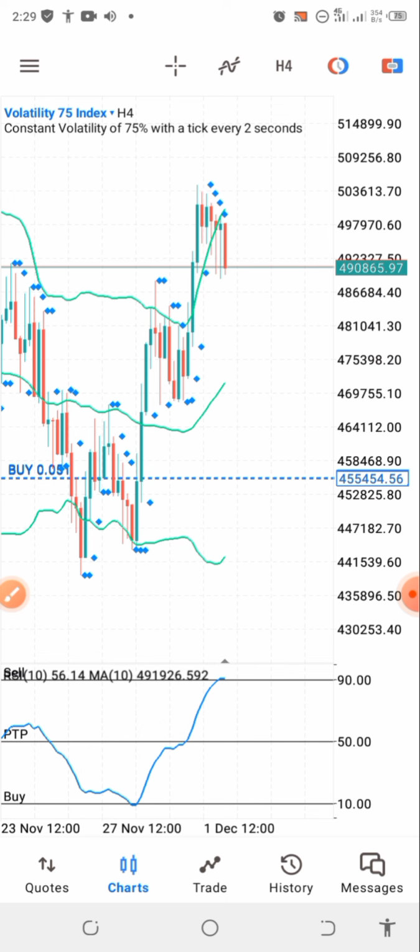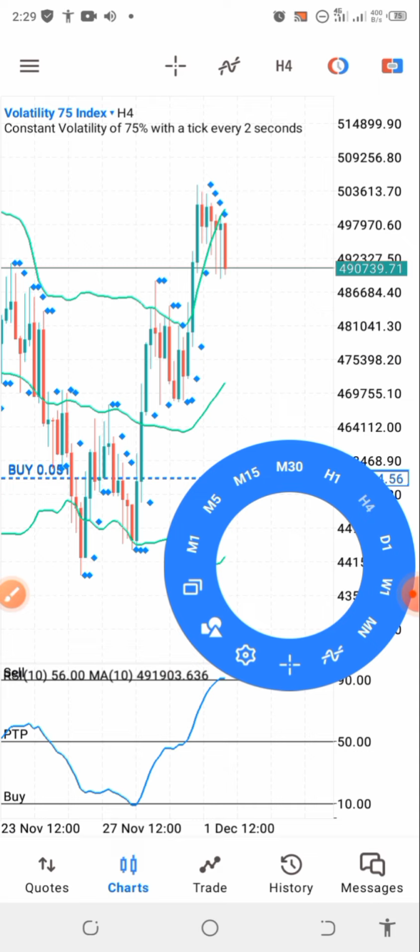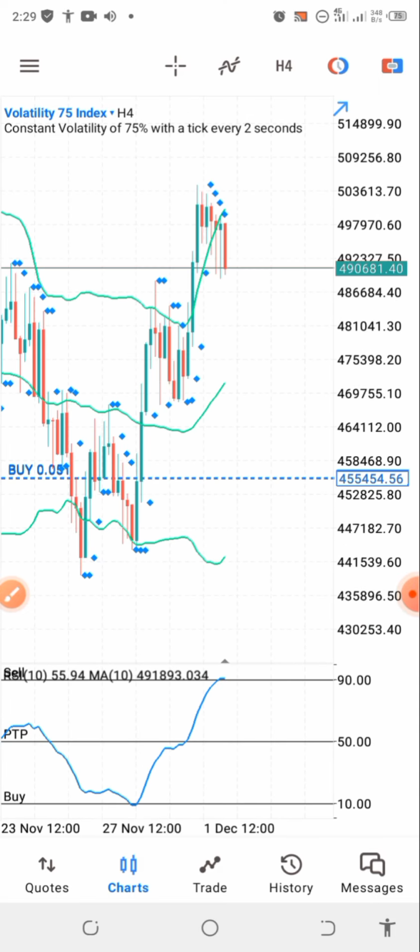When the market is on a move to the upside, you can see right here, I should open my position right at this area. I should open my position up, but I was not in it.